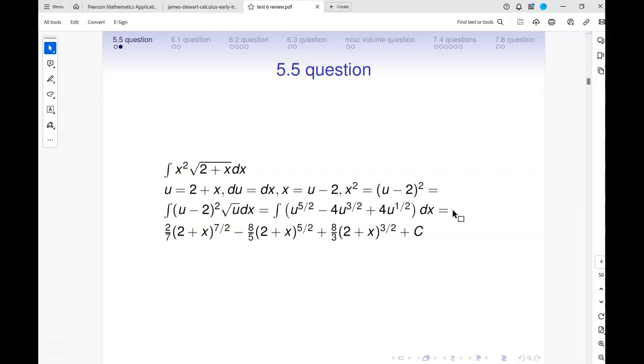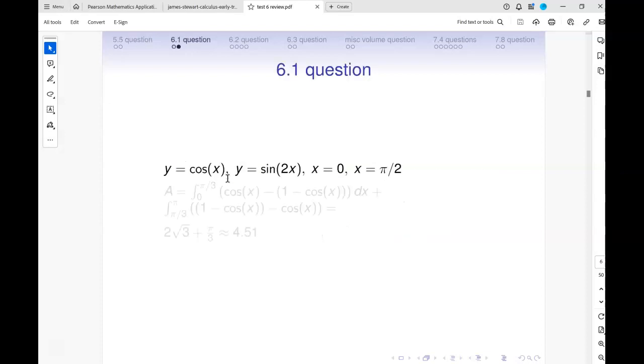And I'll drop this into OneNote for you guys, so don't feel like you have to write the whole thing down. Is that cool? Okay. This is probably about the maximum level of difficulty of a U sub problem from 5.5 you'd see. Okay, ready to see the next one?